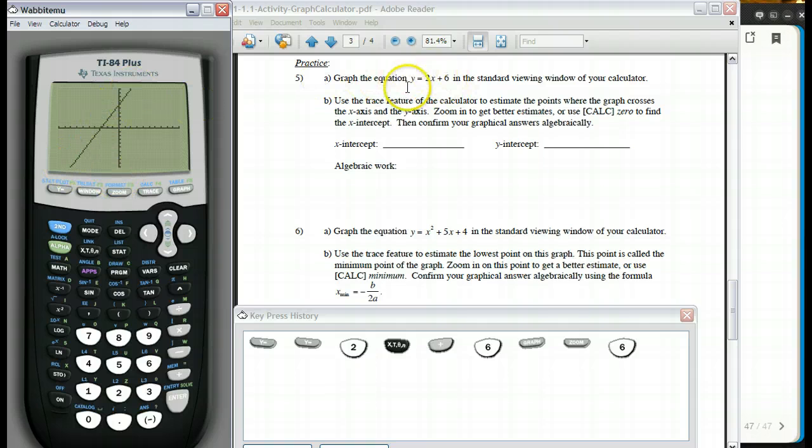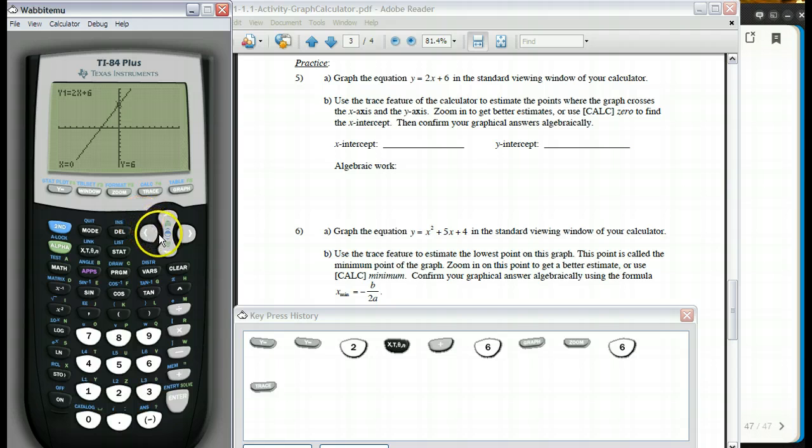Notice this is a linear equation. It's a line, so it looks like that. Now we're asked to use the trace feature to estimate where the graph crosses the x and y axes, to find the intercepts. Trace is right next to the graph button, so I hit trace, and it starts us at the y-intercept. Our calculator tells us the y-intercept is the ordered pair (0, 6). So that's already done.